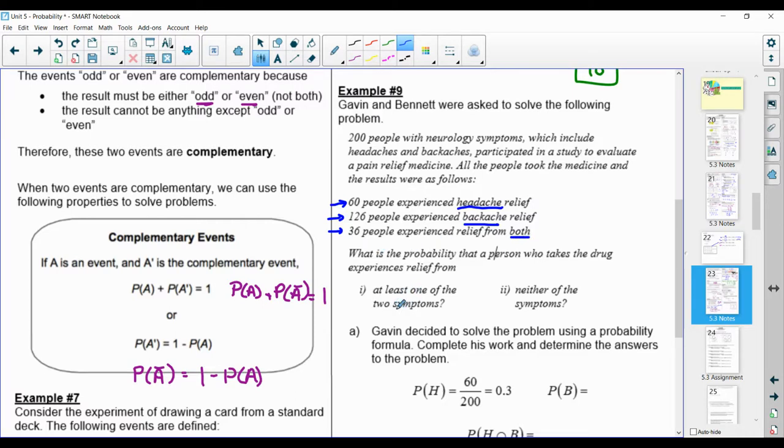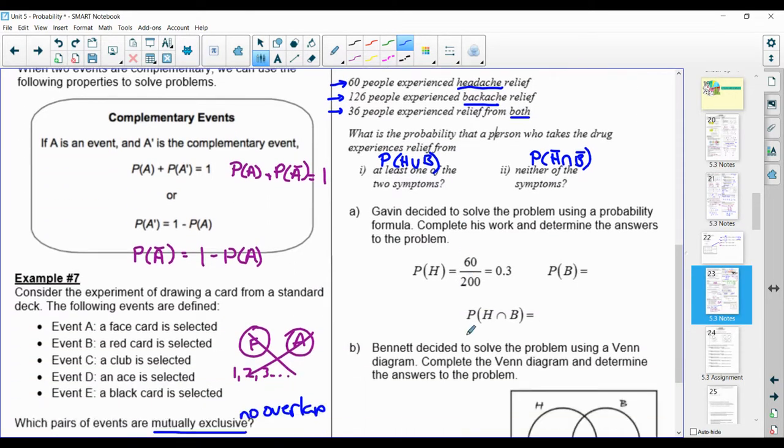So the first question is, what is the probability that a person taking the drug experiences relief from at least one of the 2 symptoms? So they have relief from headache or backache, or both. So the probability of headache or backache. Neither of the 2 symptoms means the probability of not headache relief and not backache relief. So let's take a look at some scenarios here.